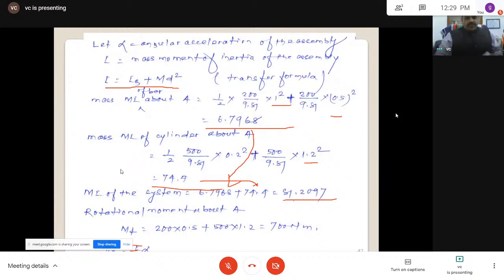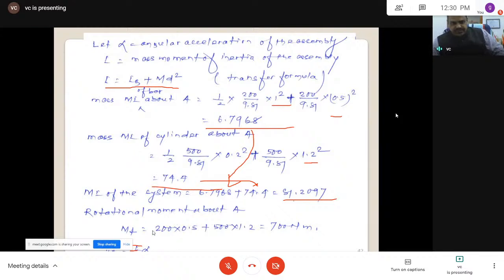See here, what we have to do is count M1 and M2, the moment of inertia of the first mass, that is the rod, and the cylinder. The cylinder moment of inertia is again half m r square, plus m times the distance square. You find out the moment of inertia 1 and moment of inertia 2, then the moment M is equal to I alpha.